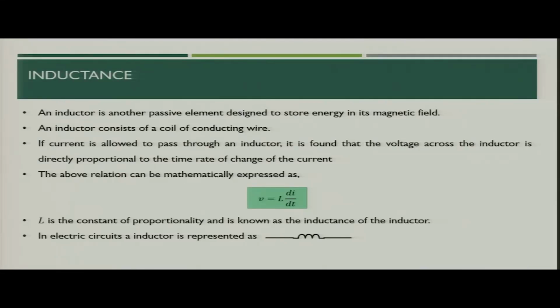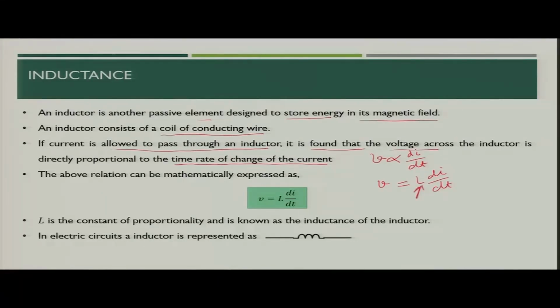Now, let us come to the third element, that is inductance. An inductor is another passive element which is designed to store energy, but here the stored energy is in the form of magnetic field. An inductor consists of a coil of conducting wire, and when current is allowed to pass through an inductor, it is found that the voltage across the inductor is directly proportional to the time rate of change of current. So, that means voltage is proportional to di by dt. Now, if you convert into equality, V will be L di by dt.